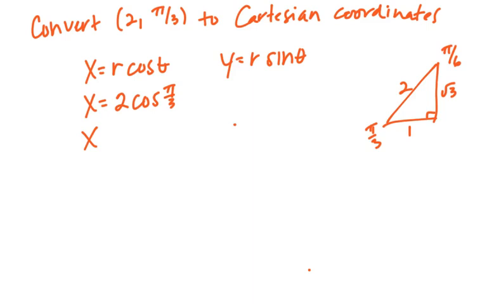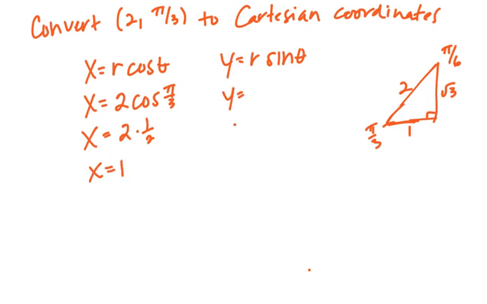So the cosine, we put theta in here for pi over 3. We don't need a theta. The cosine of pi over 3 means adjacent over hypotenuse, which is 1/2. So we have 2 times 1/2, which is 1.